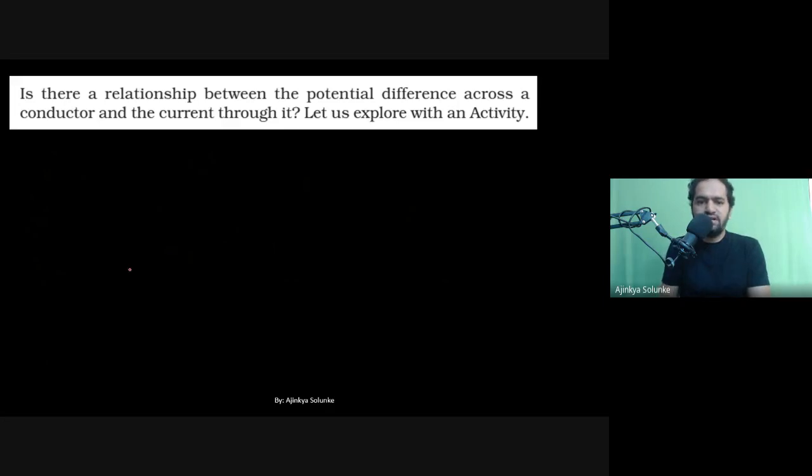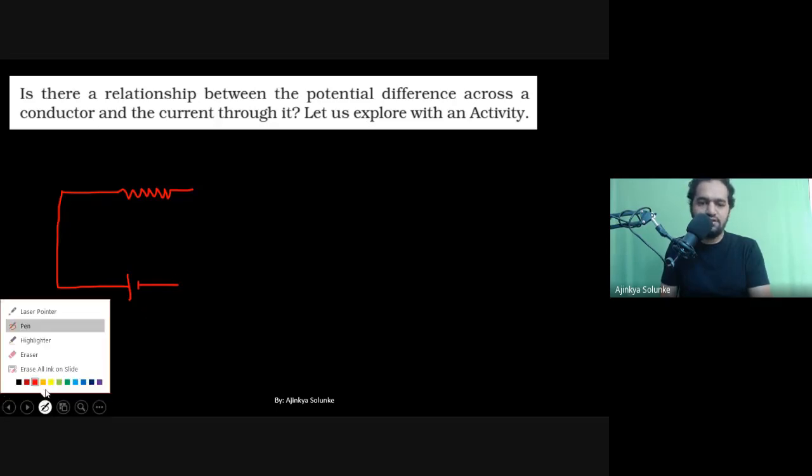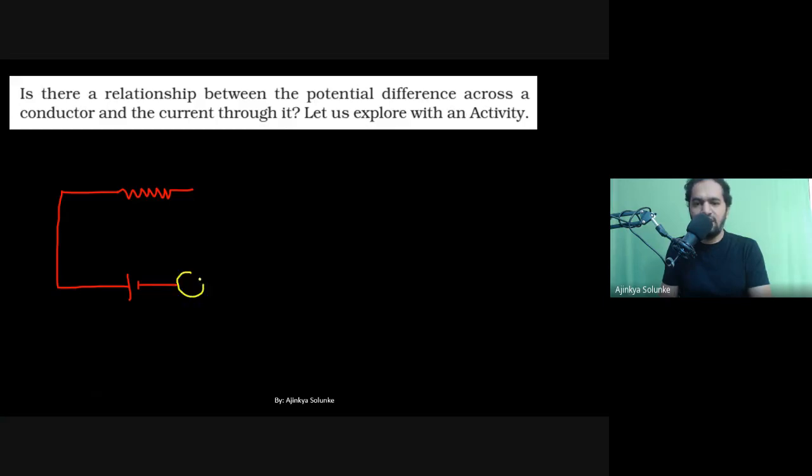Just consider this. What he did was, he used a cell. He used a cell and connected it to, suppose, a device. Any device, as I told you last time, can be shown with the help of a zigzag symbol. And he also connected an ammeter here. An ammeter is nothing but the device through which you can measure electric current. So he connected an ammeter in the circuit.